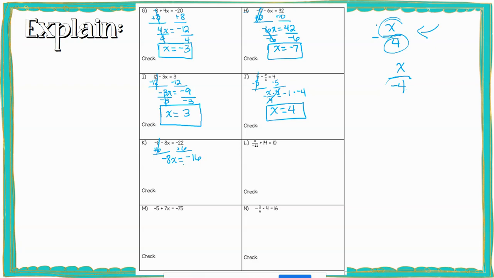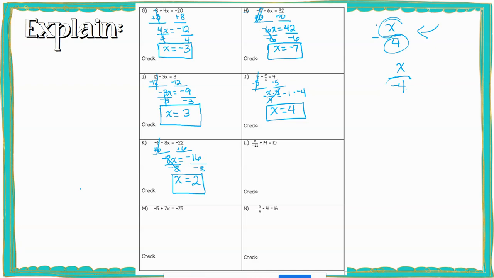Now I can divide by negative 8 on both sides, and I'm dividing because my equation says negative 8 times x, and the inverse of multiplying by negative 8 is dividing by negative 8 on both sides. These will cancel to leave me with x equals, then negative 16 divided by negative 8 is positive 2. So x equals positive 2.